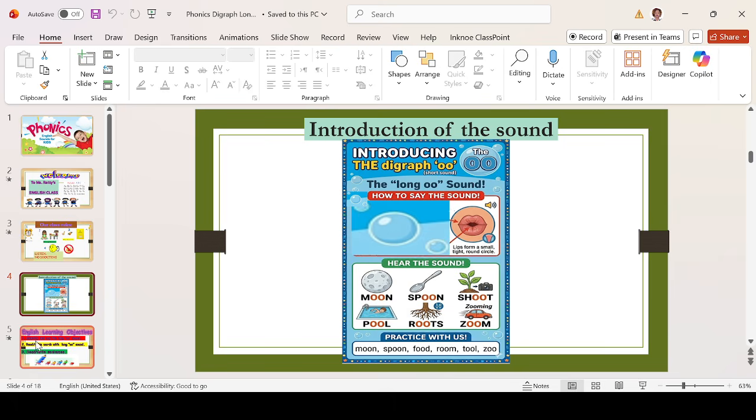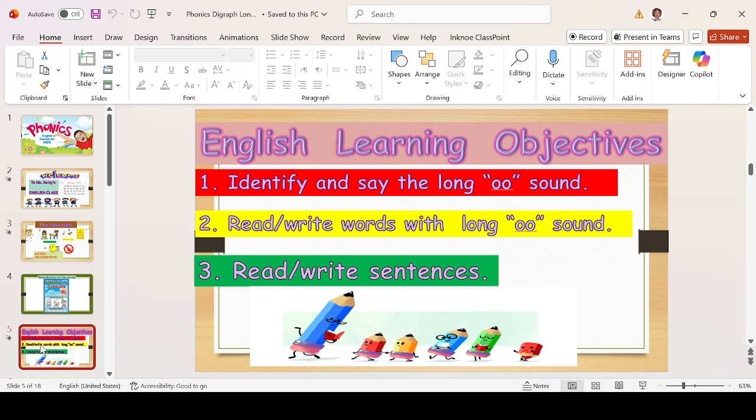So these are our learning objectives. By the end of our lesson, I want you to be able to identify and say the long oo sound, to read and write words with the long oo sound, and then to read and write sentences.